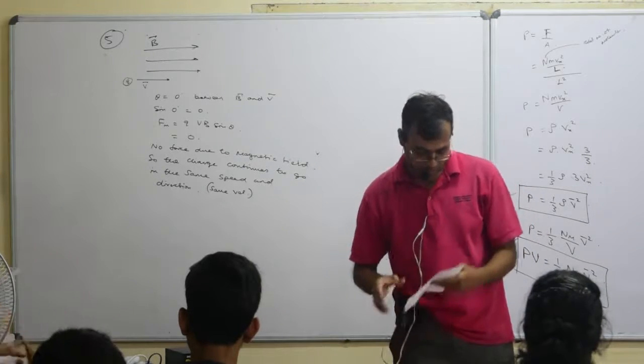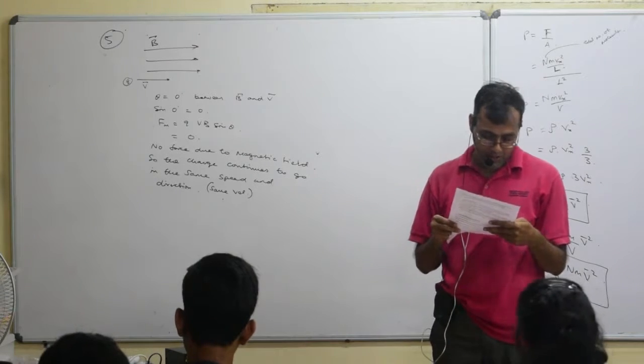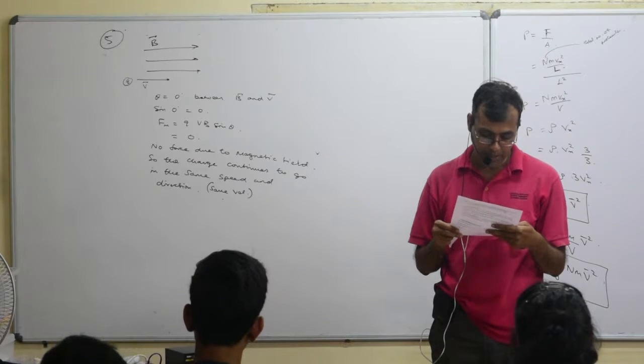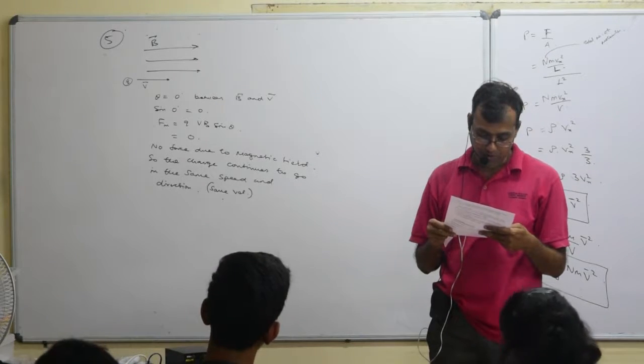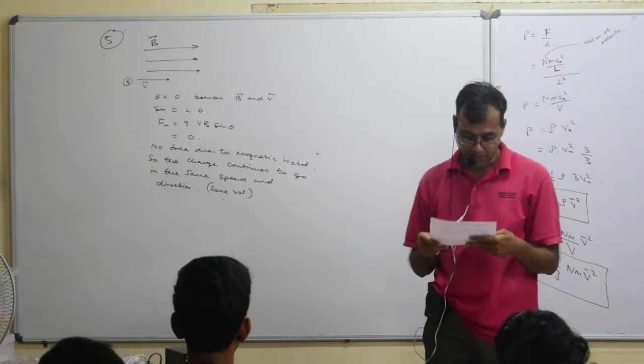So the sixth one, read through it and try to understand what they are trying to say. When a charge is moving in a magnetic field such that the velocity of the particle is at an angle to the magnetic field, what will be the path traced by the charged particle? Derive the pitch and time period.